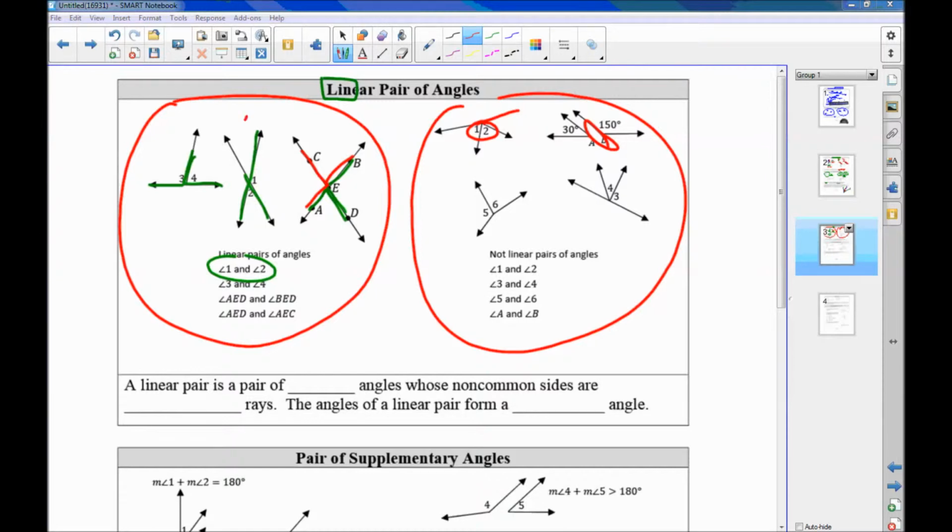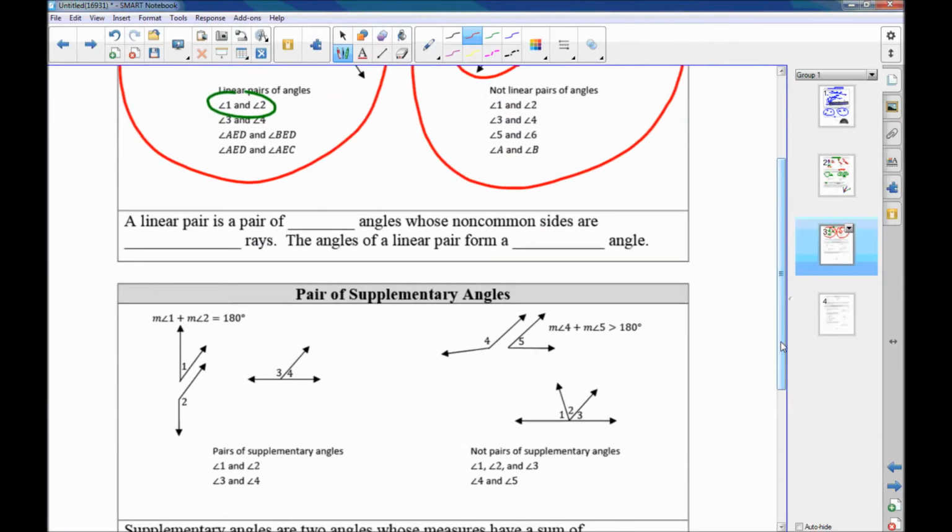Notice over here, all of these share a common side. So in 5 and 6, they share a common side, but they don't make a straight line. 3 and 4, they share a common side, but they don't use this part that makes it a straight line. That's why they're not linear pairs. So a linear pair is a pair of adjacent angles. That means they have to share a side, whose non-common sides are opposite rays. The angles of a linear pair form a line, but another name for a line in geometry is a straight angle.